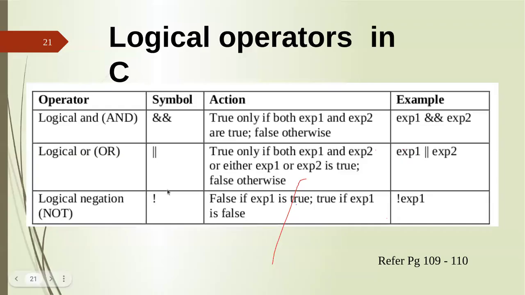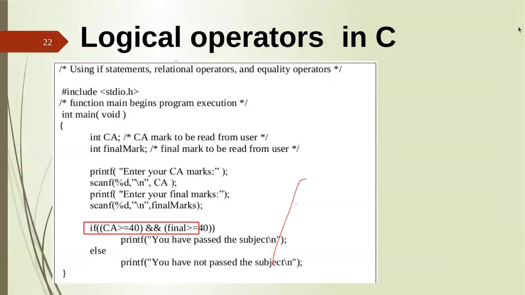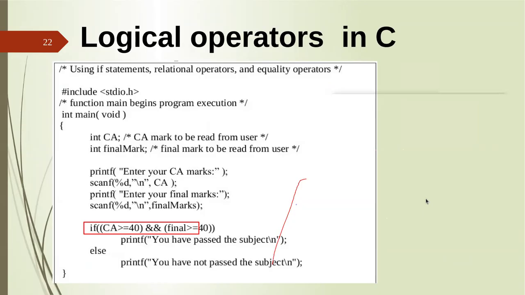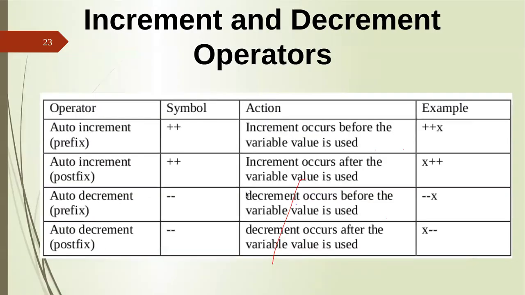Logical negation is this one, not. It is false if the expression is true. Right. This one. Alright, we did this one.